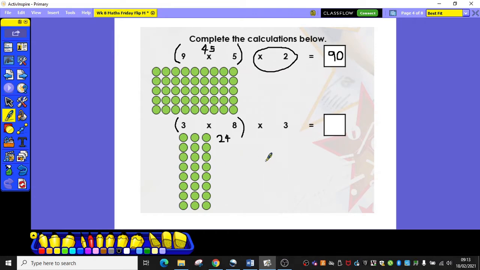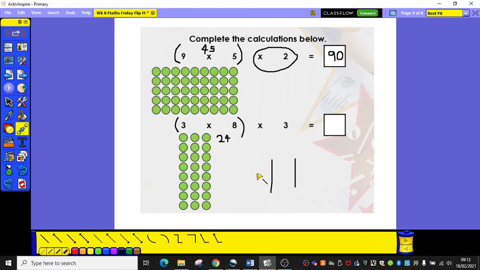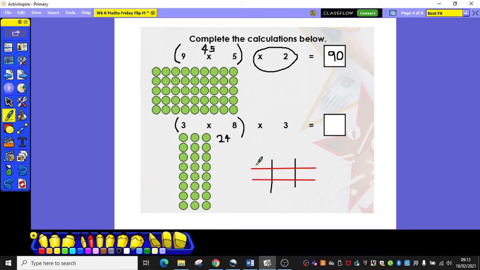If I was really not confident doing that, then I could use my grid method. Okay, I could actually, sorry, let's just use some straighter lines there. I could actually partition into 20 and 4, and I could put my 3 here. I could complete this the same way that we have been the last few days.